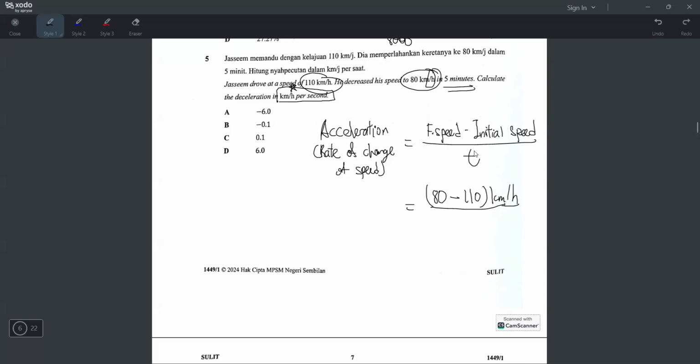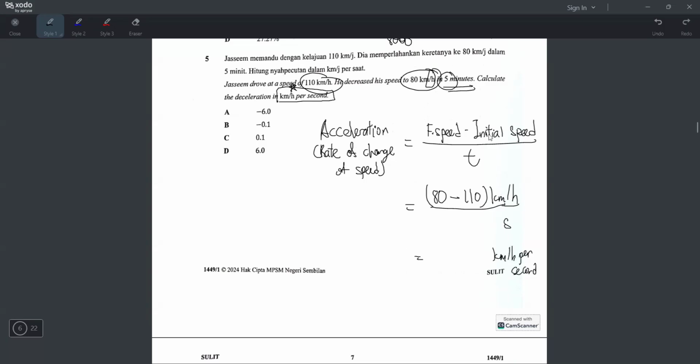But you have to divide by time, right? So tell me, can I put 5 minutes here? Is it correct or wrong to put 5 here? It's wrong. Why is it wrong? Because they want the deceleration answer in kilometer per hour per second. That means this must be in seconds. Then only your answer will come out in kilometer per hour per second.